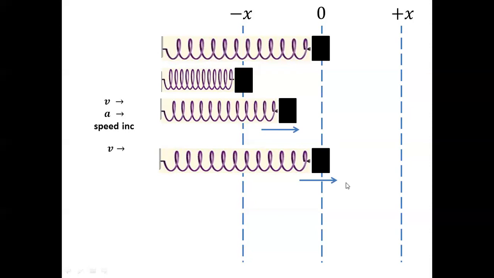Now, notice that the spring, on the other hand, is now back to its rest length. Since it's back to its rest length, it will neither push nor pull the object, because at this position, the spring is neither compressed nor stretched. That means the spring will not exert any force on this object. If there's no force exerted on this object, therefore there is no acceleration, which means acceleration is 0.